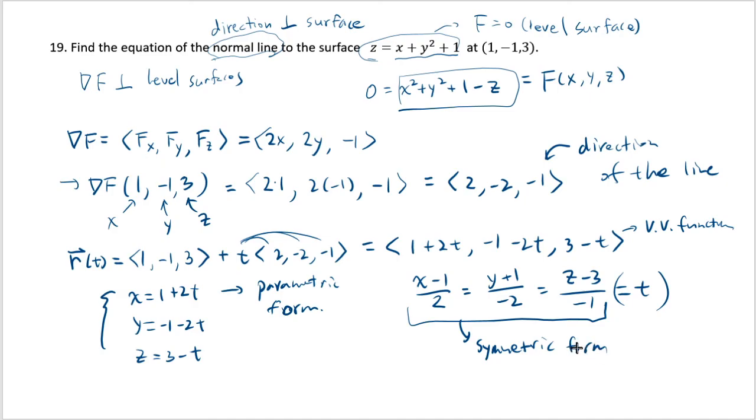All three are called line equations. Some questions might say, find the equation of the normal line in symmetric form, and so on. In that case, you would use this. But unless it's explicitly stated that it wants one of the three, you can use any one of these three, and it should be regarded as correct.